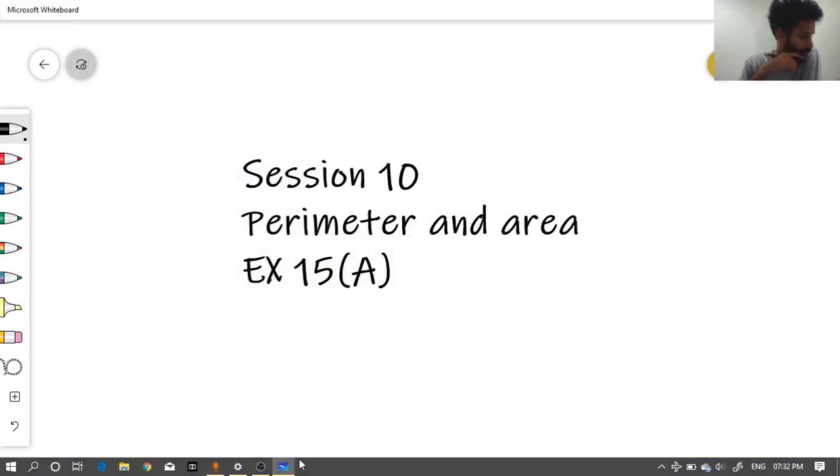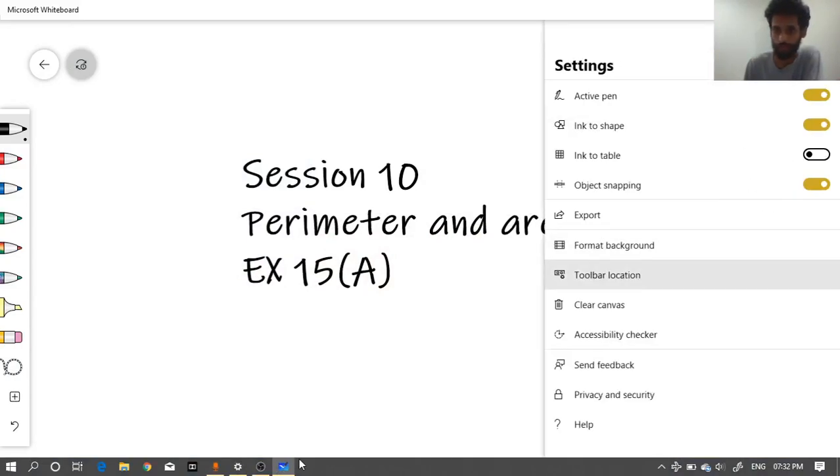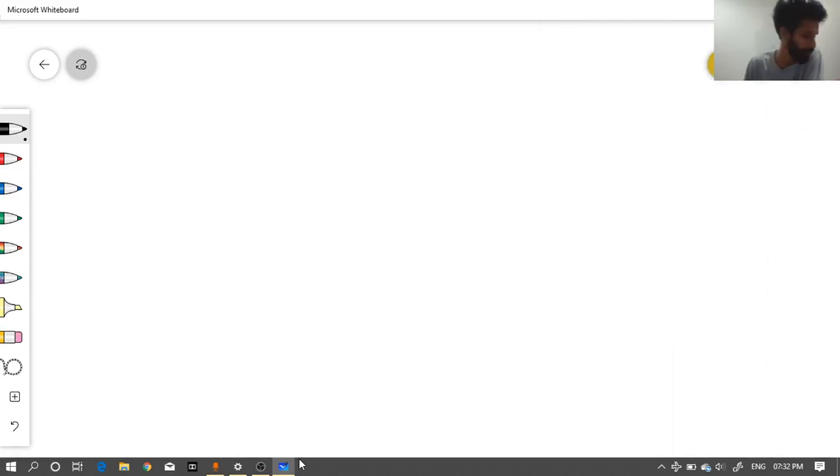So hello everyone, today your session is session 10, perimeter and area. We will be doing exercise 15A. So first of all, we will be starting question number 1. Find the breadth of the rectangle whose perimeter is this and whose length is this.